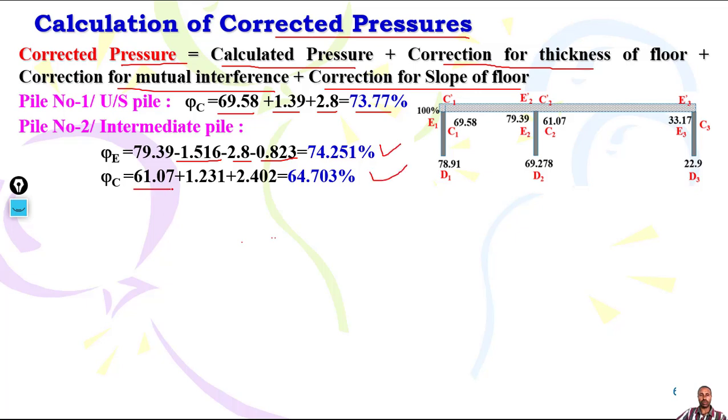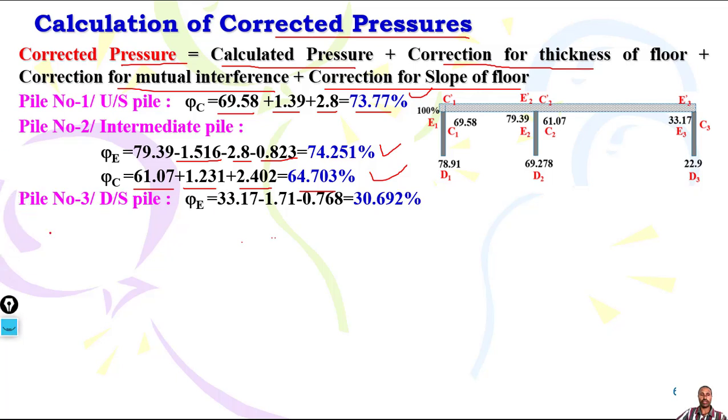Phi C again, you calculated this. Then you have correction for thickness of floor and mutual interference. Then these are the corrected pressures. Once you calculate the corrected pressure for pile number 3, again you have here phi E 33.17, which is uncorrected pressure. Then correction for thickness of floor for downstream here. Then you have mutual interference. These are corrected pressures.